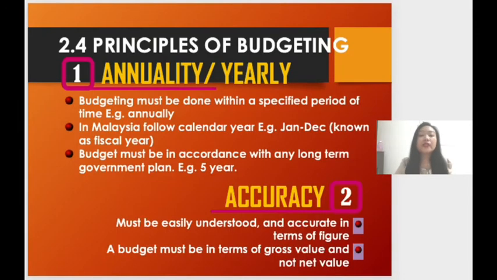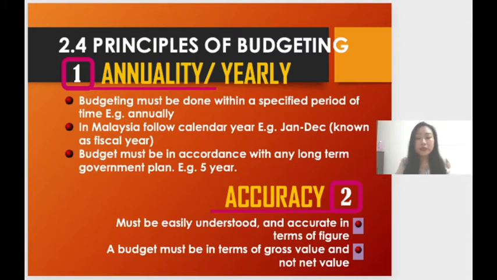The first one is annuality or yearly. Budgeting must be done within a specified period of time. An example, annually. In Malaysia, following the calendar year from January to December, known as the fiscal year. Budget must be in accordance with any long-term government plan, for example, the 5-year plan.